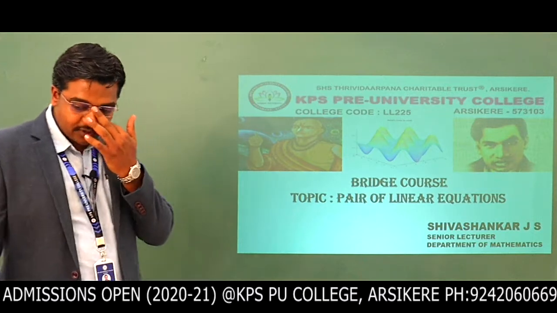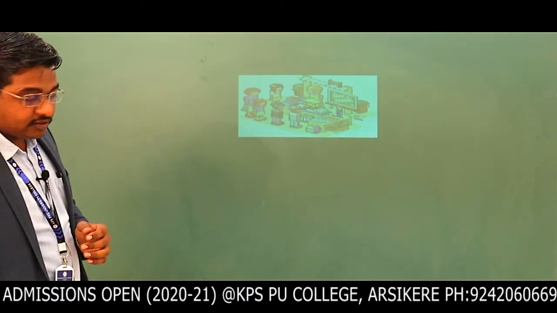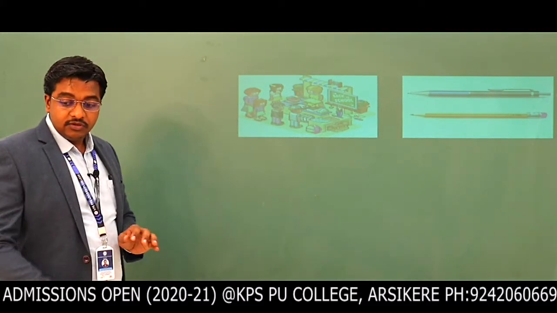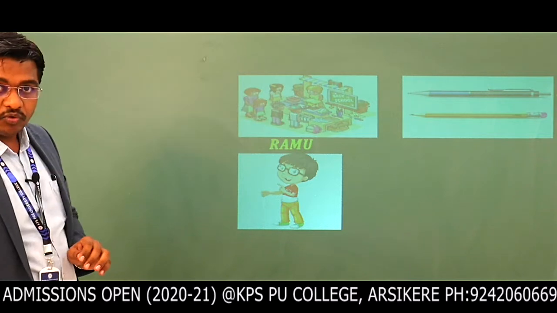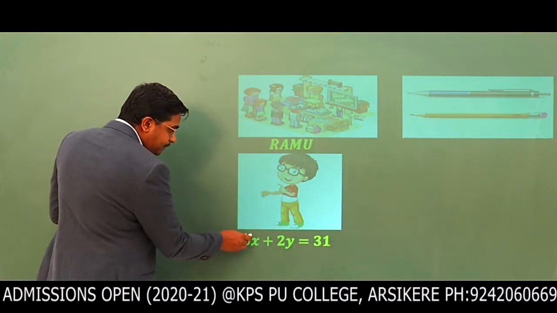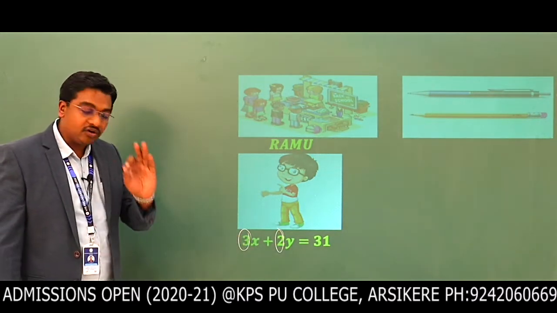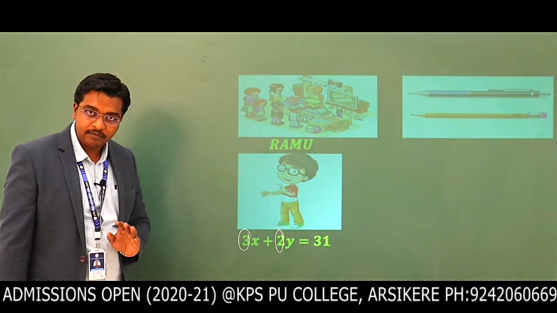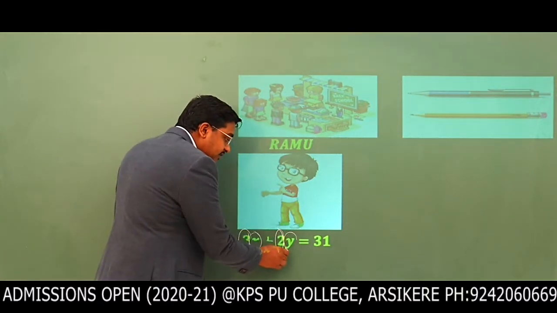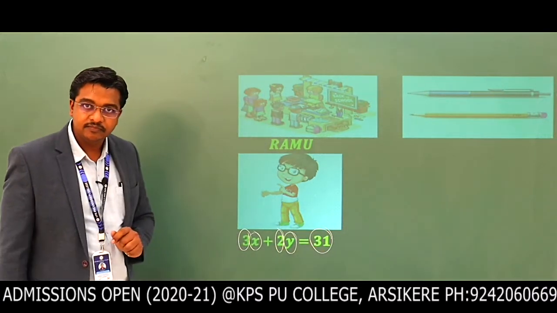I will give an example. Just observe here, there is a stationery shop. Here one person goes, that is Ramu. He goes to the shop and he will buy 3 pens and 2 pencils. He doesn't know the cost of one pencil and one pen. So here x represents the cost of a pen and y represents the cost of a pencil. The total amount is 31 rupees.